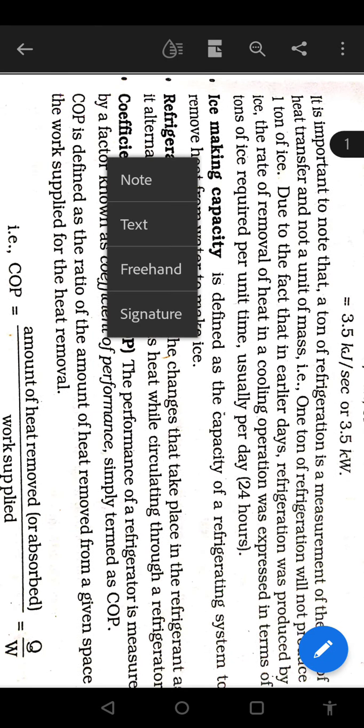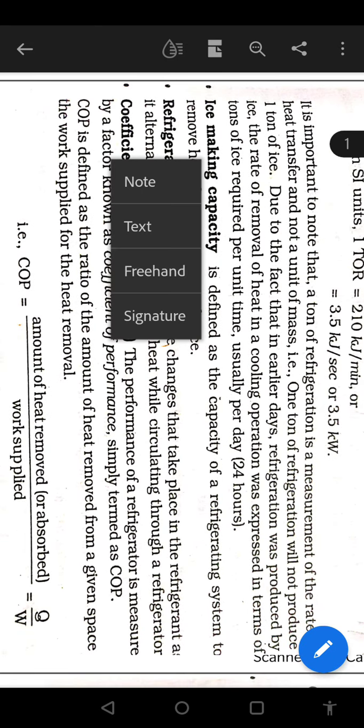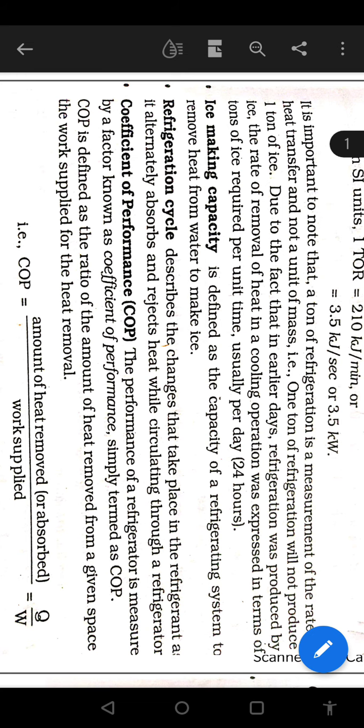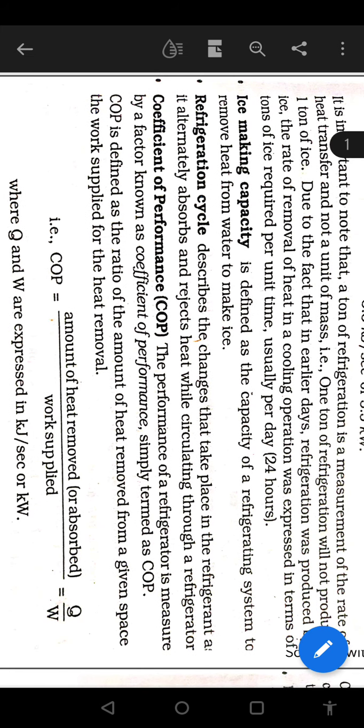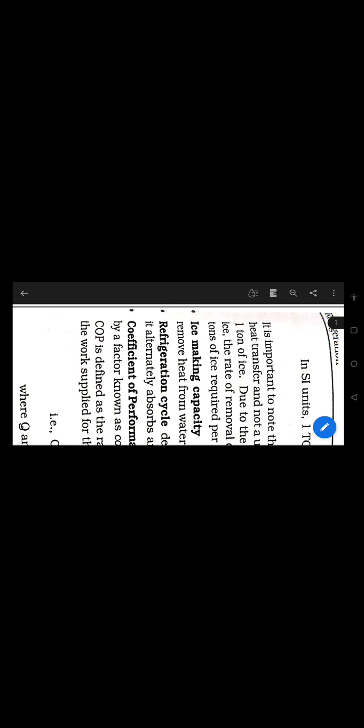Ice making capacity. It is defined as the capacity of the refrigeration system to remove heat from water to make ice. Now, refrigeration cycle describes the changes that take place in the refrigerant as it alternately absorbs and rejects heat while circulating through the refrigerator.